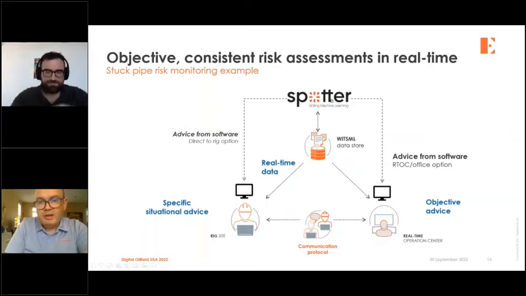Spotter analyzes all this information and provides it either to a real-time operations center, which some companies have set up, especially bigger companies, or to the rig site, where you have drilling supervisors, mud loggers, and other engineers watching the operations. The people involved in monitoring get alerted, and there's a certain communication protocol between them. Then they make a decision on how to prevent those things from happening.